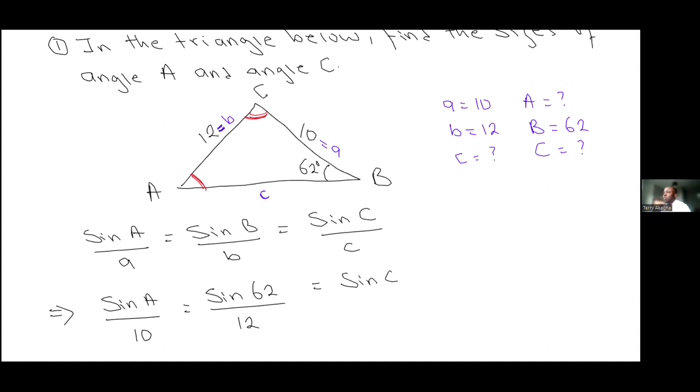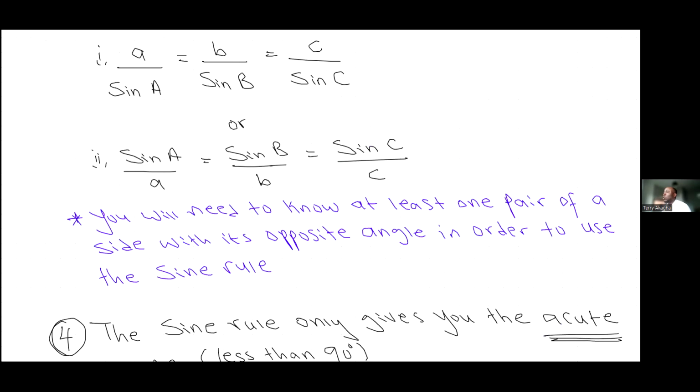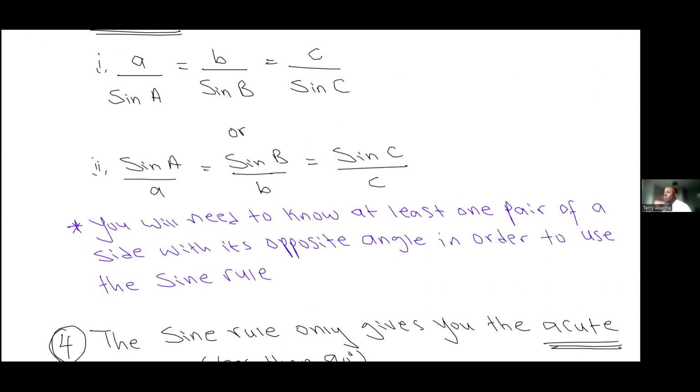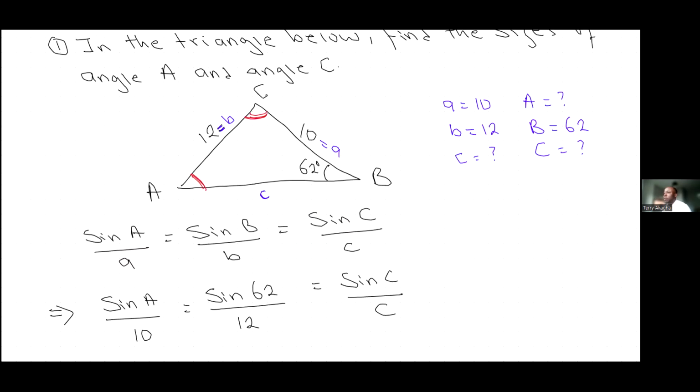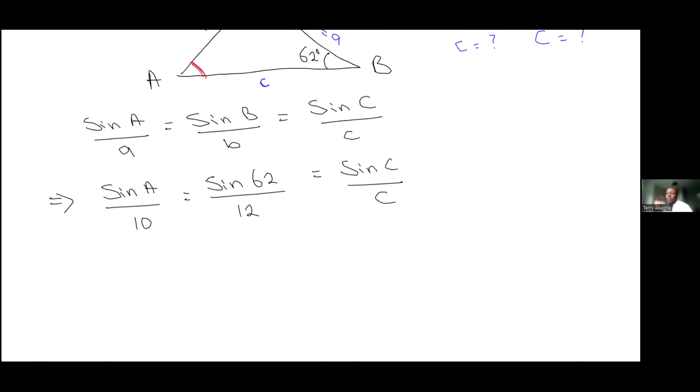Now, if you go back to the previous board, I told you that in order for you to solve, you need to know at least one of the pairs. So now if you look back, you can see that we have a complete pair here. So definitely, we can then use the sine rule to solve for this. All right, so let's use the sine rule now. With this, we can now pair them together separately. So we can now pair these two together.